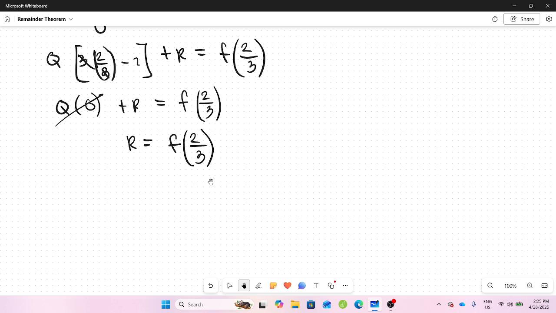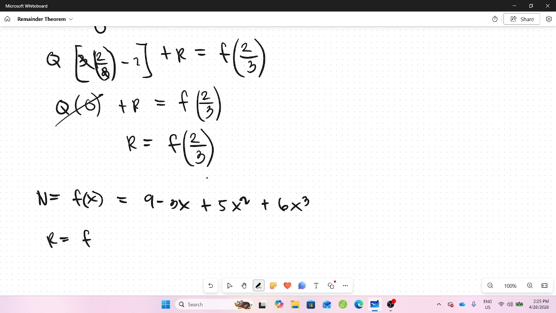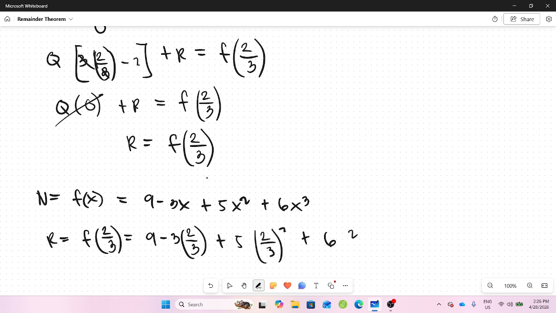Now our numerator, which is f of x, is actually equal to 9 minus 3x plus 5x squared plus 6x cubed. So now to get the remainder, we have to substitute 2/3 to our x in that function. So this becomes 9 minus 3 times 2/3 plus 5 times 2/3 squared plus 6 times 2/3 cubed.